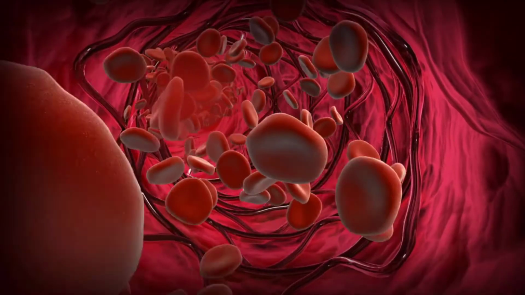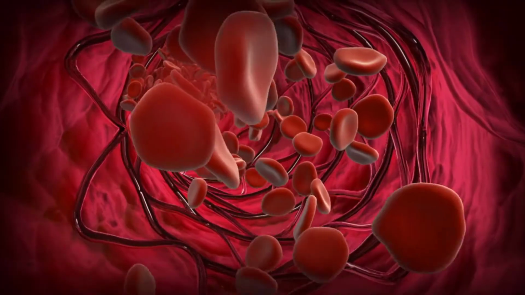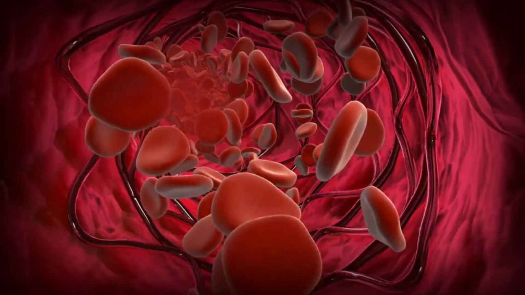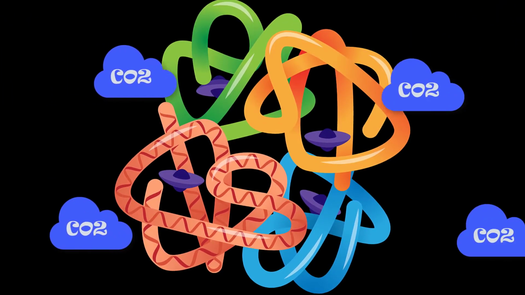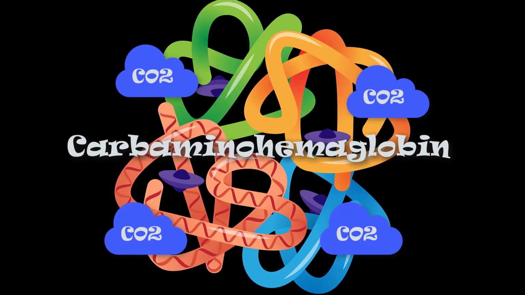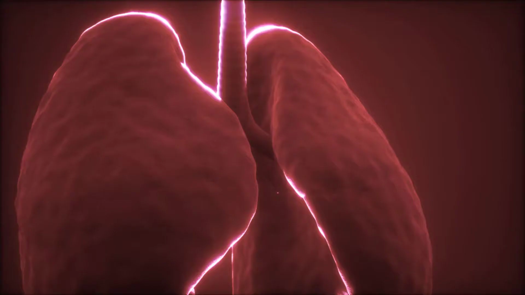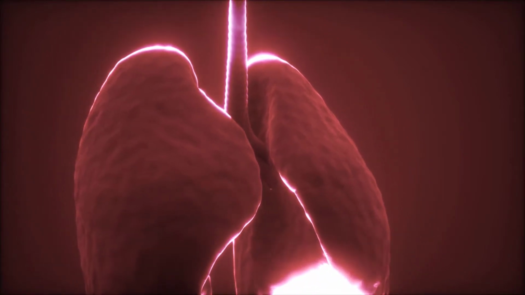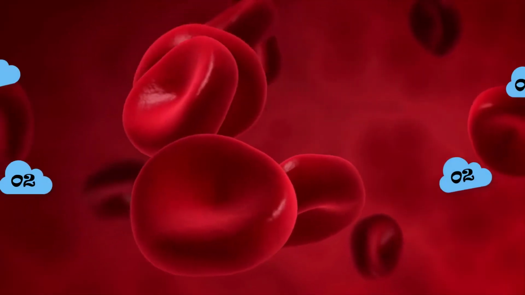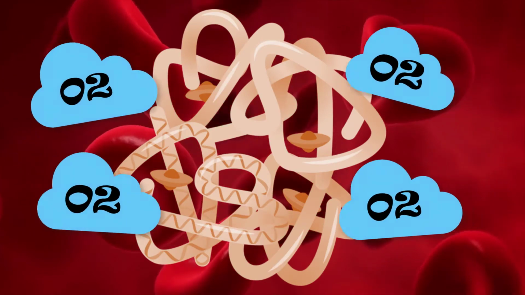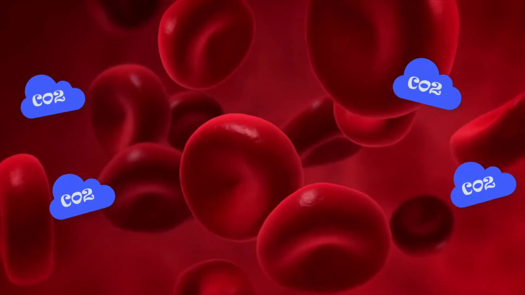When the plasma oxygen level is low and carbon dioxide levels are elevated, which occurs in the peripheral capillaries, hemoglobin releases oxygen, and the alpha and beta chains of hemoglobin bind carbon dioxide, forming carbaminohemoglobin. When the plasma oxygen level is high and carbon dioxide level is low, which occurs in capillaries by the lungs, the red blood cells absorb oxygen, which is then bound to hemoglobin, and the red blood cells release their carbon dioxide.